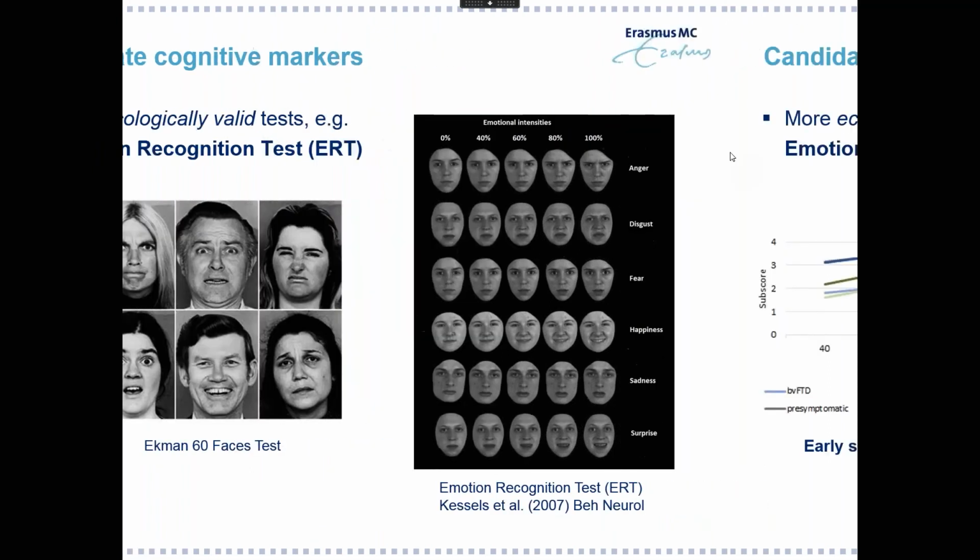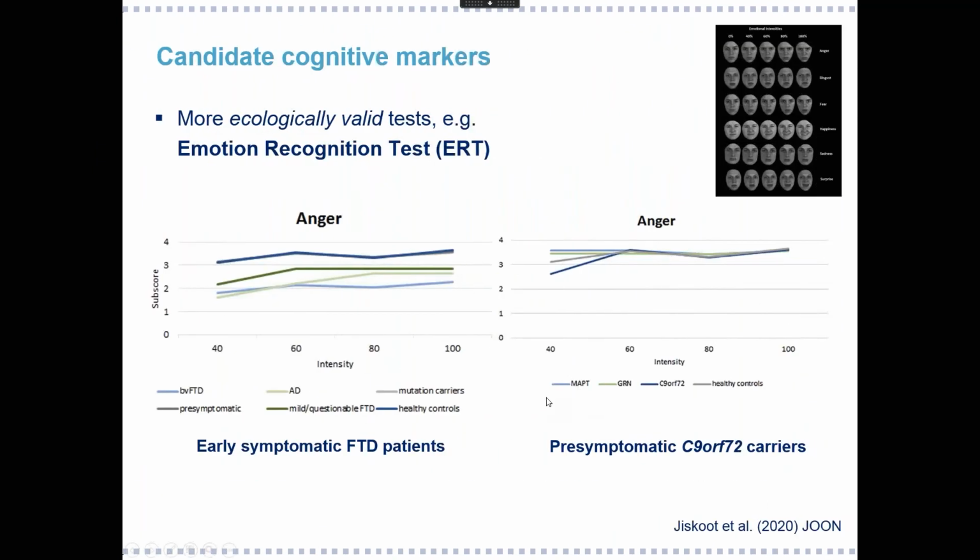And what makes the ERT a very interesting candidate is that in my recent work, I showed that early symptomatic FTD patients, depicted here in dark green, so those are the mutation carriers that have just converted to the symptomatic stage, already show deficits in emotion recognition by means of the ERT. And they score right in between the healthy controls here in dark blue and the symptomatic FTD patients. So it's a very sensitive instrument.